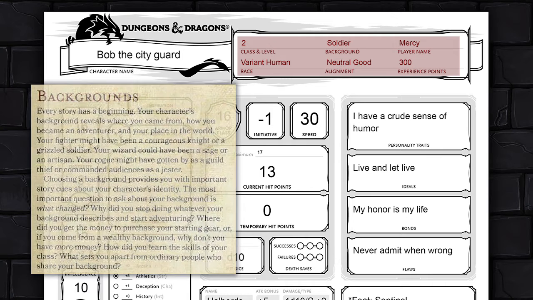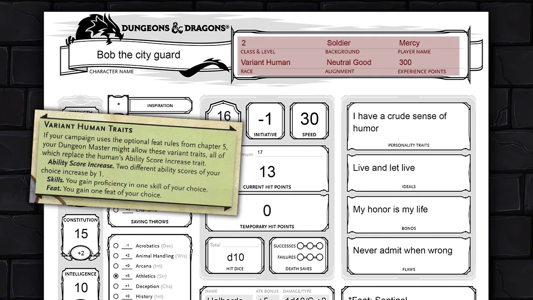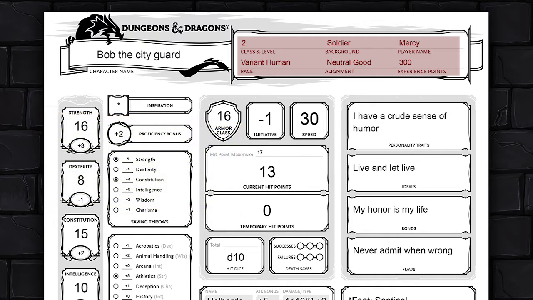Right next to the background is player name, and this is where you write whatever your name is, like Steve or Brian or Megan. That's fine, just to have it in there to show that this is your sheet. And then right below, you're gonna see the race. Now, Bob, we're gonna use the variant human, just because number one, I like and I enjoy the variant human. I always allow it. And number two, because Bob would not work if he was any other race. Just think about it.